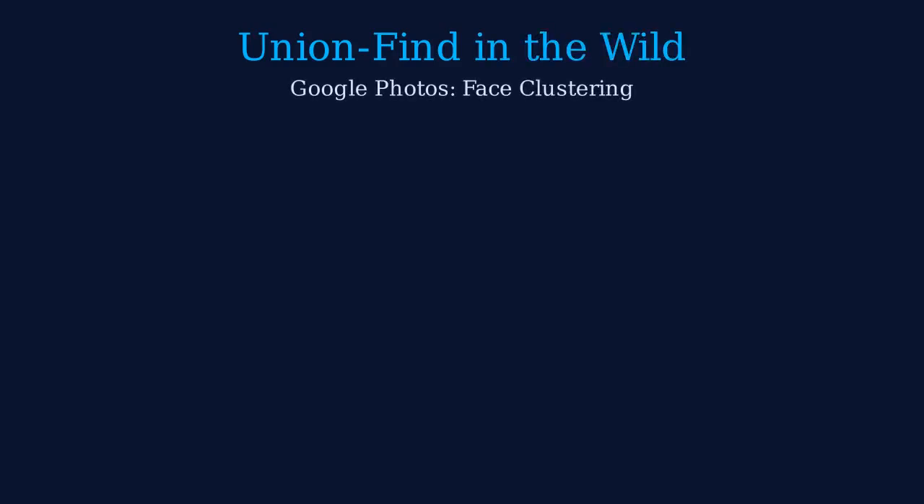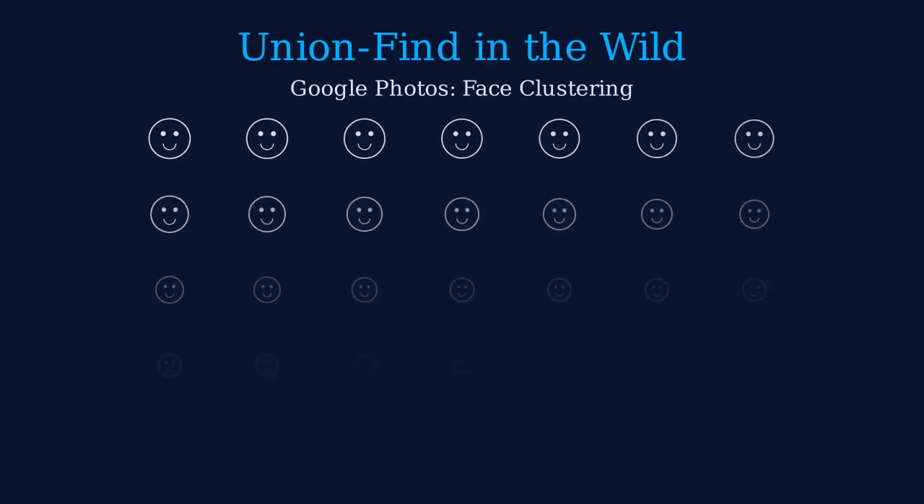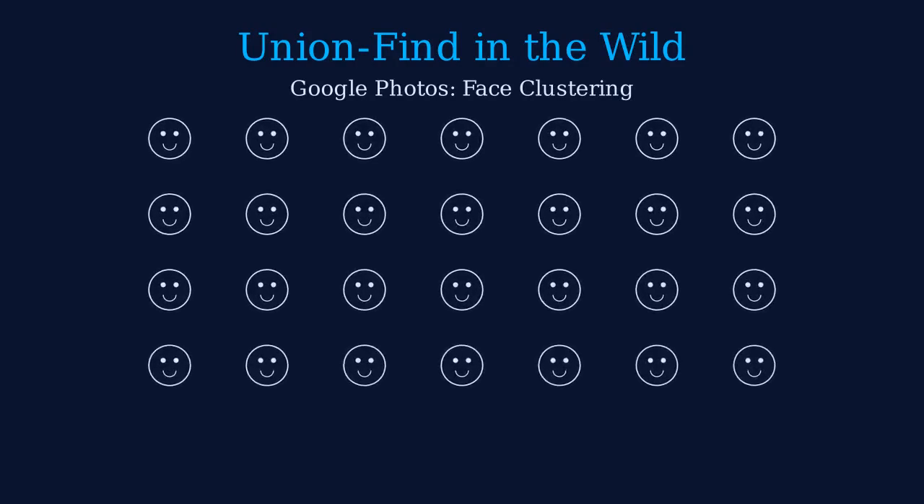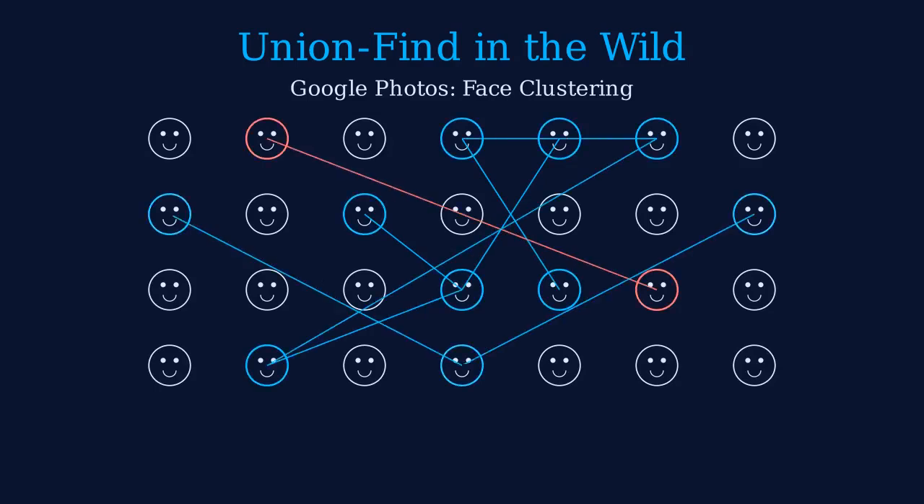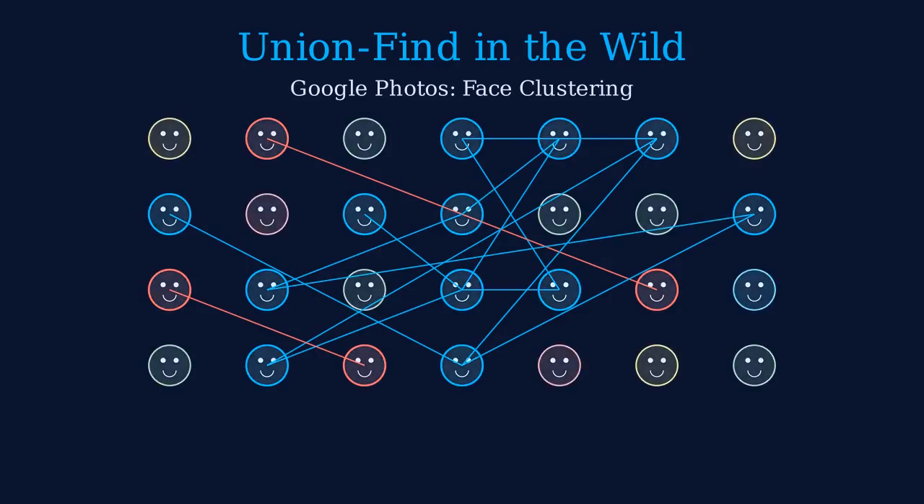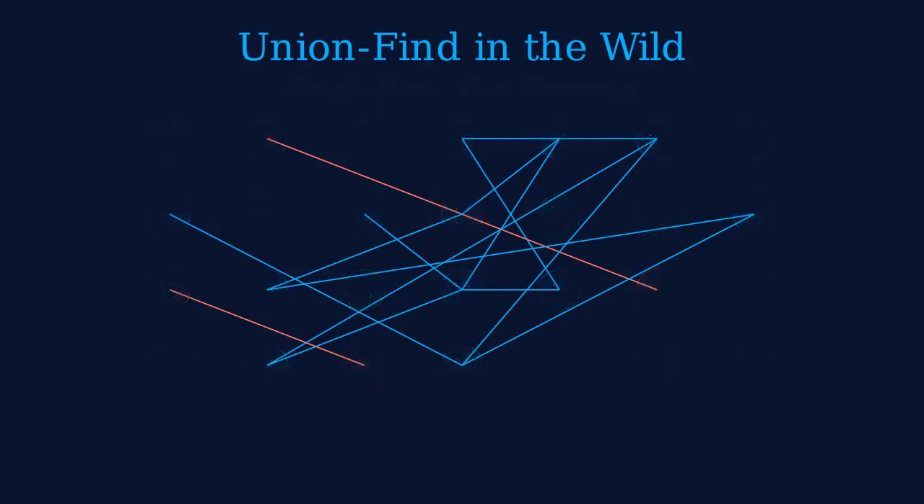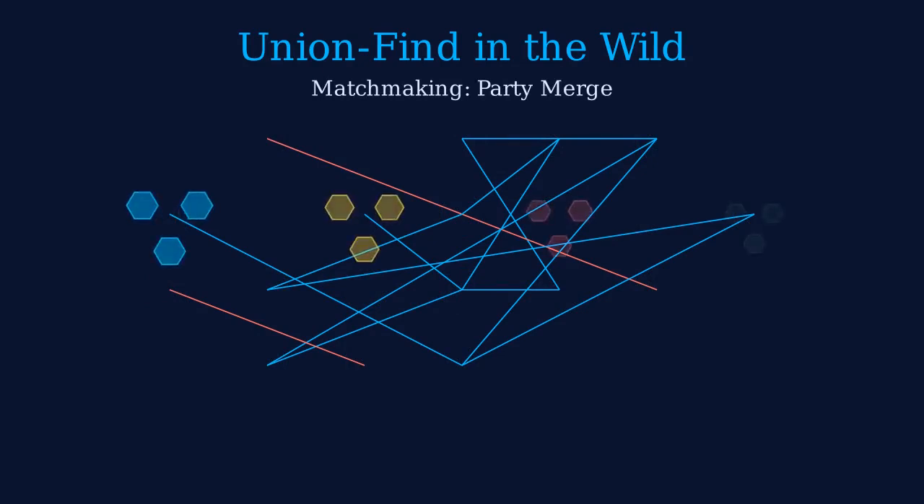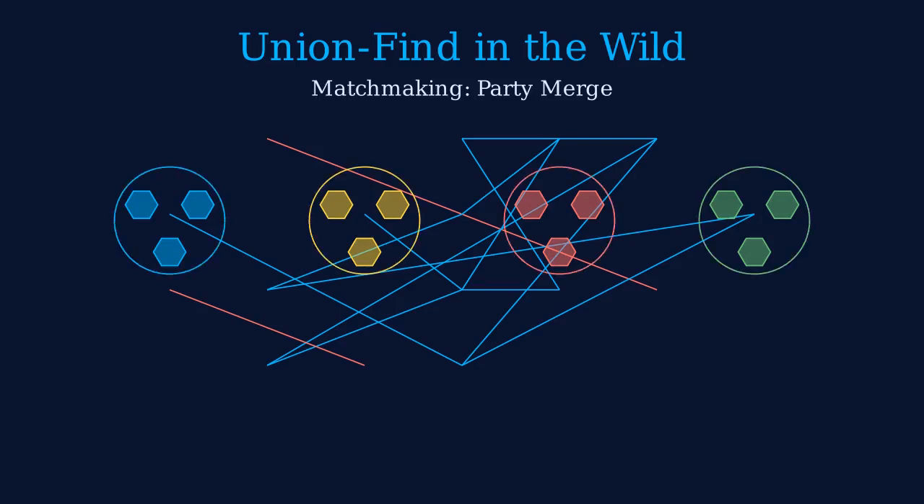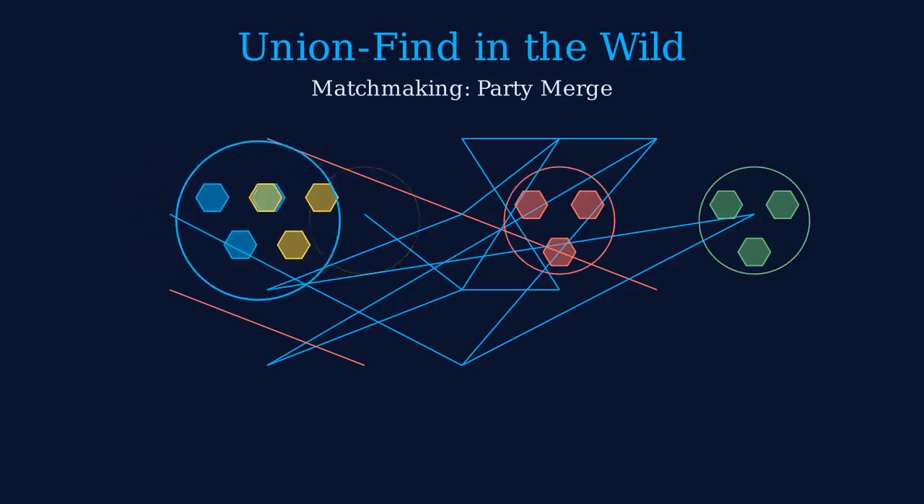Take Google Photos. You upload 1,000 vacation pics. The app clusters faces. This looks like the same person across 47 photos. Each face starts as its own group. Pairwise similarity says, these 2 are the same person, probably. Union, 2 clusters merge, repeat across 1,000,000 pairs. At the end, every distinct person is a disjoint set, same algorithm.